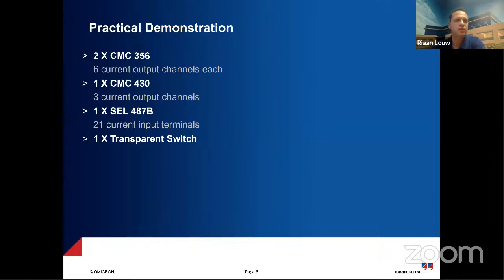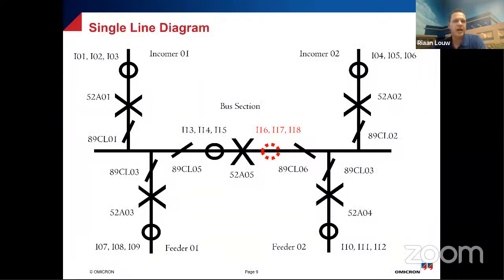And that brings us to what our practical demonstration will be like today. For my practical demonstration, I have my two CMC 356s, each giving me 6 current output channels, which I'm using. I'm using one CMC 430 with 3 current outputs. And then obviously I have my SEL 487B relay, which consists of 21 current inputs. And then I have one PTP transparent switch that I'm using to connect this whole system into a network. This gives you an idea of what the single line diagram looks like.